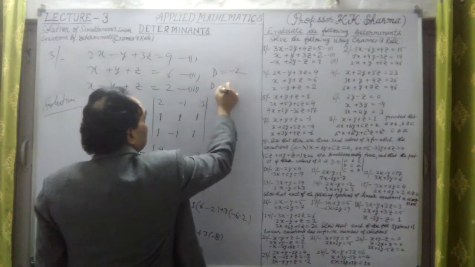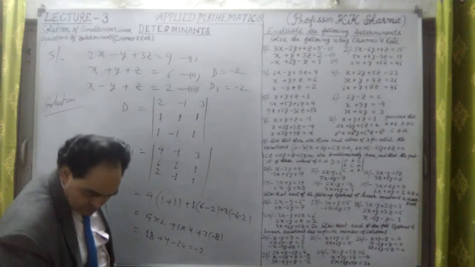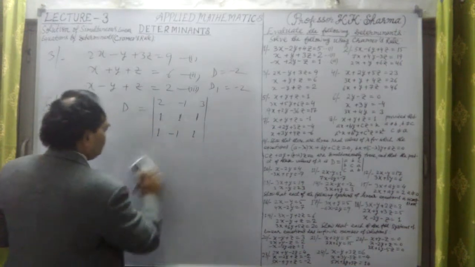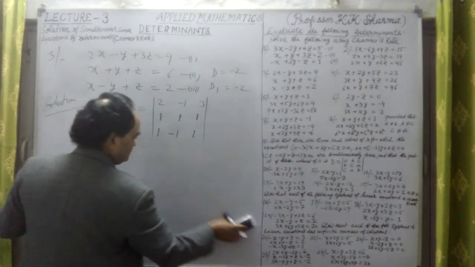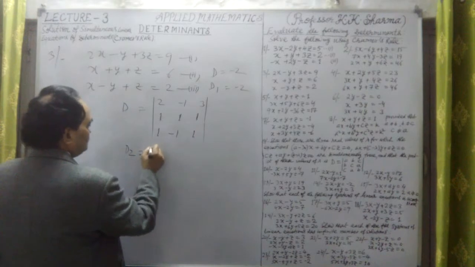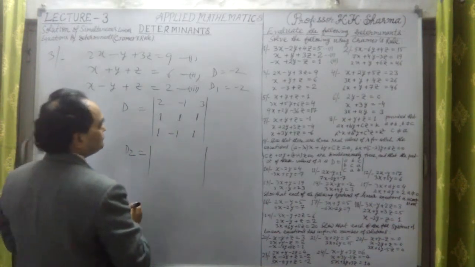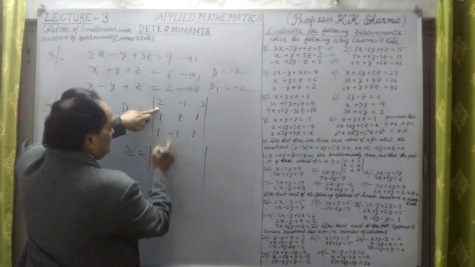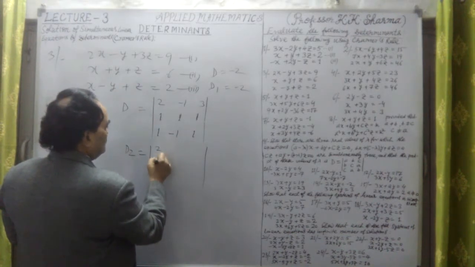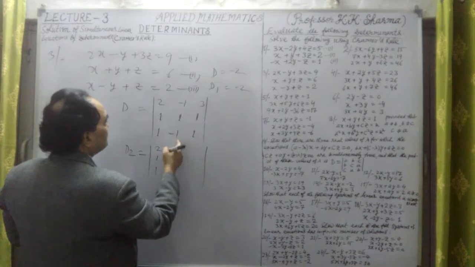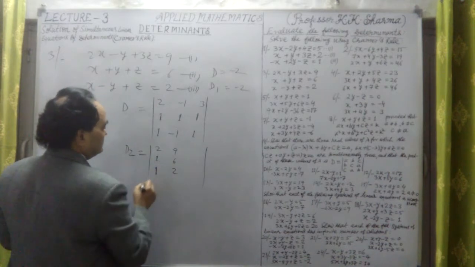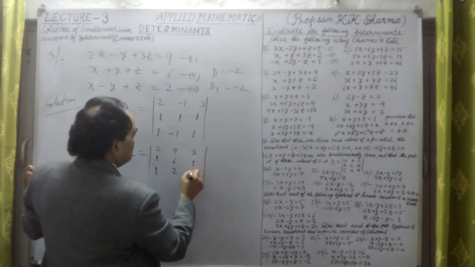So D1 is also minus 2. No problem. The value of x is 1. Okay, now let us take D2. So D2 is equal to, let me write here D2. Now, the coefficients of y will be replaced by the values of the equation. So this 2, 1, 1 as it is. 9, 1 and minus 1 we replace by 9, 6 and 2. And this is 3, 1 and 1.